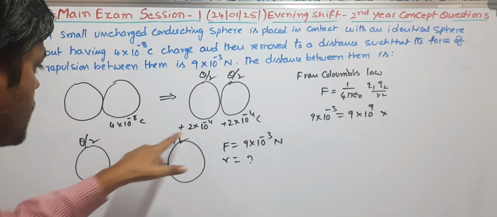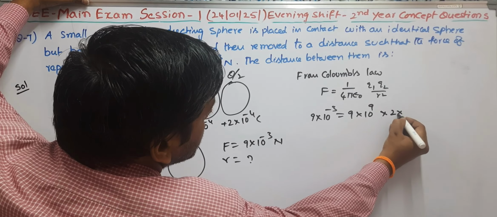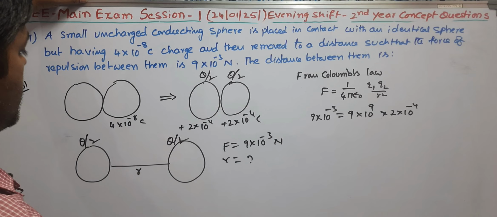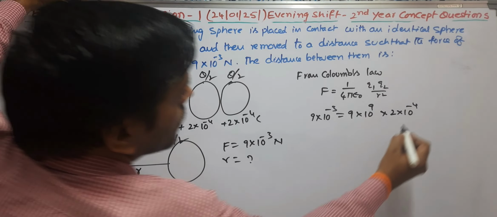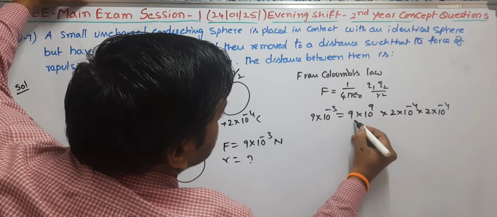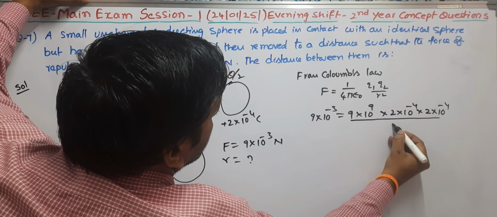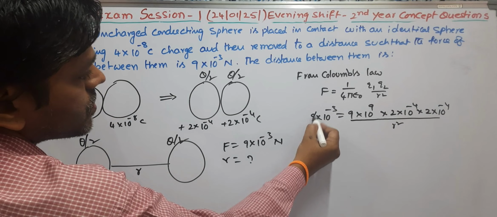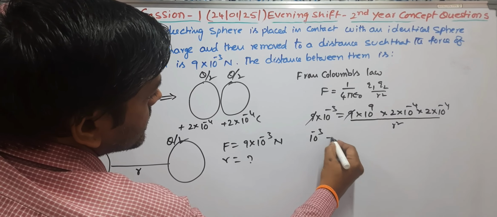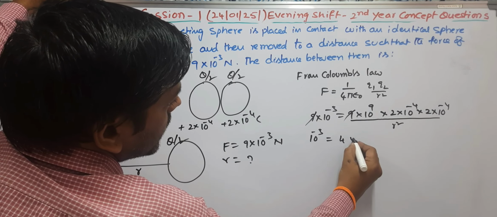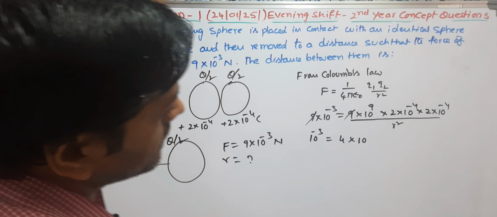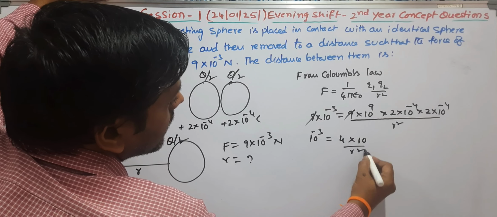What is q by 2? It means 2 into 10 power minus 4. Q2 is also 2 into 10 power minus 4 by r square. So, on both sides this 9 is cancelled. So, 10 power minus 3 is equal to 2 into 10 power minus 4 into 10 by r square.